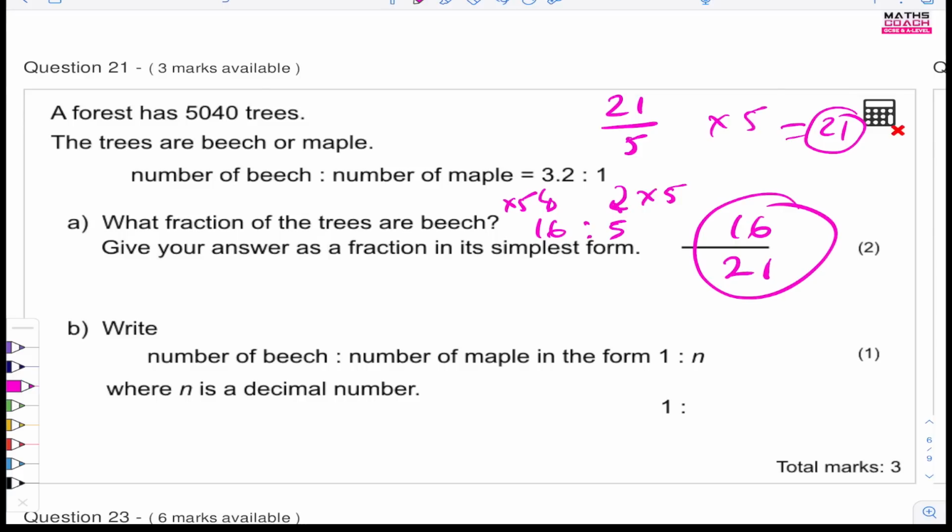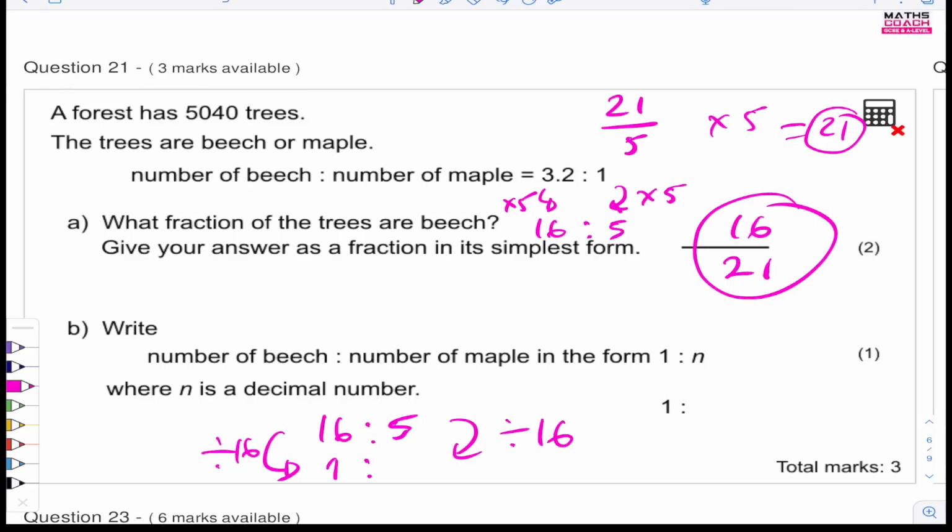Part B, write number of beech to the number of maple in the form 1 to n. So what it wants you to do here is currently 16 to 5, right? It wants you to make this into a 1. How do you do that? By dividing by 16. It doesn't matter what happens when you divide the other side by 16 and what number you get, okay? You just got to make sure the 16 becomes a 1.